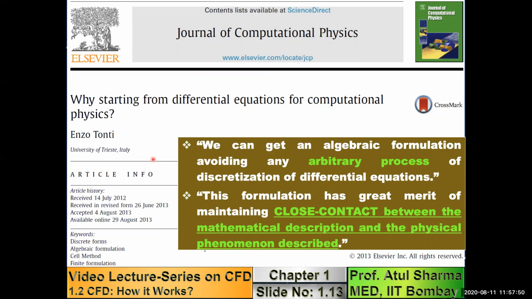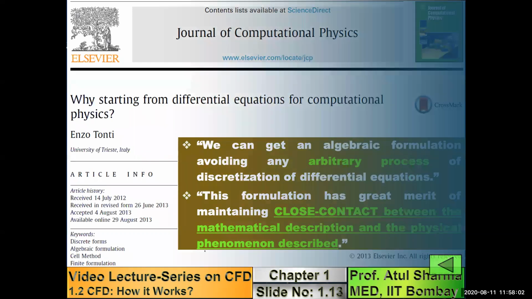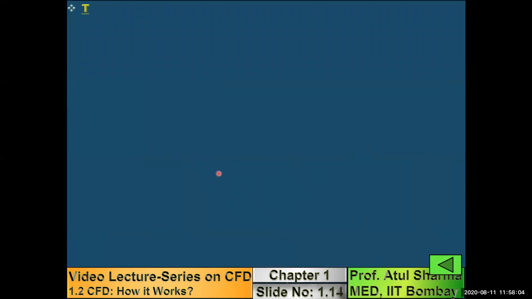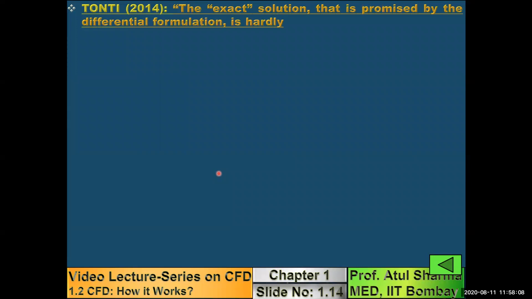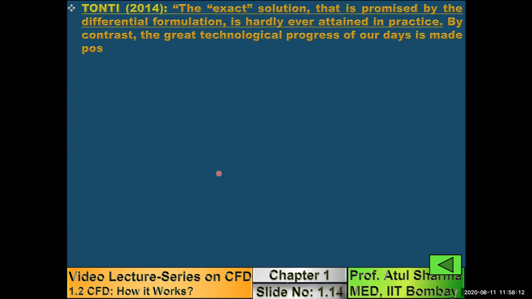So there is an alternate procedure they are saying, and this formulation has great merit in maintaining close contact between the mathematical description and physical phenomena. All the statements I have taken from the abstract of this paper. Professor Tonti has further mentioned in the earlier paper that the exact solution that is promised by the differential formulation is hardly ever attained in practice.